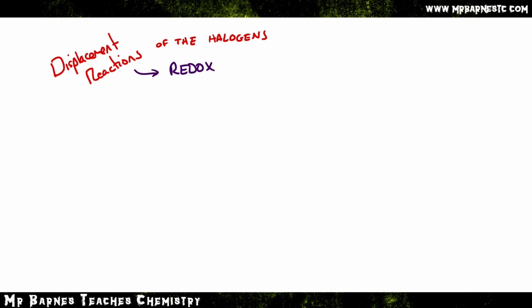Okay, if we start off with what a redox reaction is, you should hopefully remember by now, redox means reduction and oxidation. Reduction is gain of electrons and oxidation is loss of electrons, and you can remember that with the acronym OIL RIG. If you're not sure on that, I will put a link into the top right hand corner. Make sure you watch that before you continue with this video.